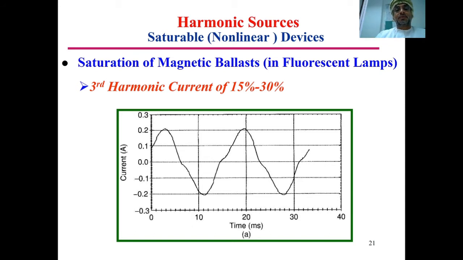Some other example of a saturable device is the saturation of the magnetic ballast in the fluorescent lamp. The amount of the third harmonic current ranges between 15 to 30%, and this is the current that is taken. So it is very clear that there are harmonics in the current taken by the fluorescent lamp due to the use of the magnetic ballast.